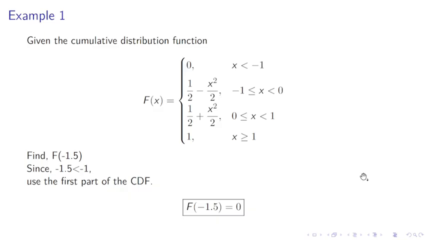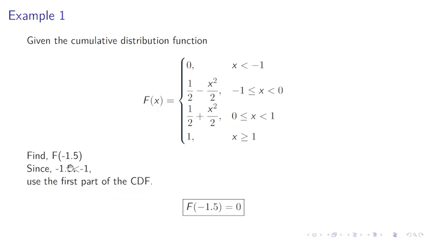Here, students get these types of problems, given the cumulative distribution function. This is the cumulative distribution function. For x less than -1, F of x is 0. For the range -1 to 0, capital F of x is equal to 1 by 2 minus x square by 2, this is the CDF, that is the distribution function. For 0 to 1, it is 1 by 2 plus x square by 2. If x is greater than or equal to 1, F of x is equal to 1.